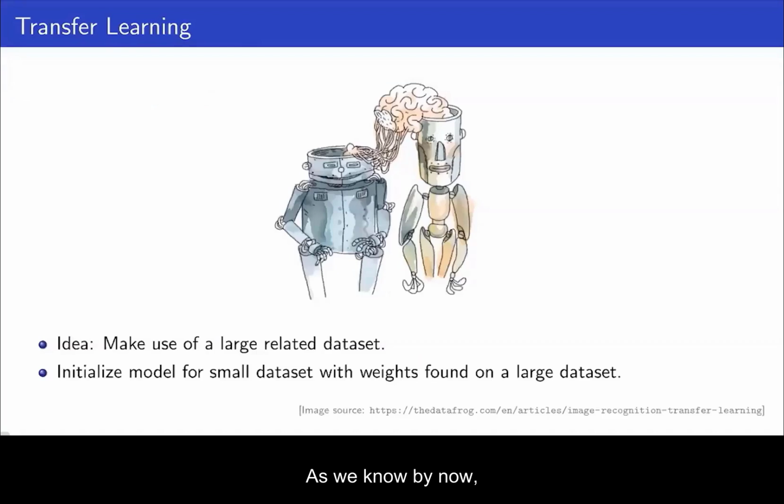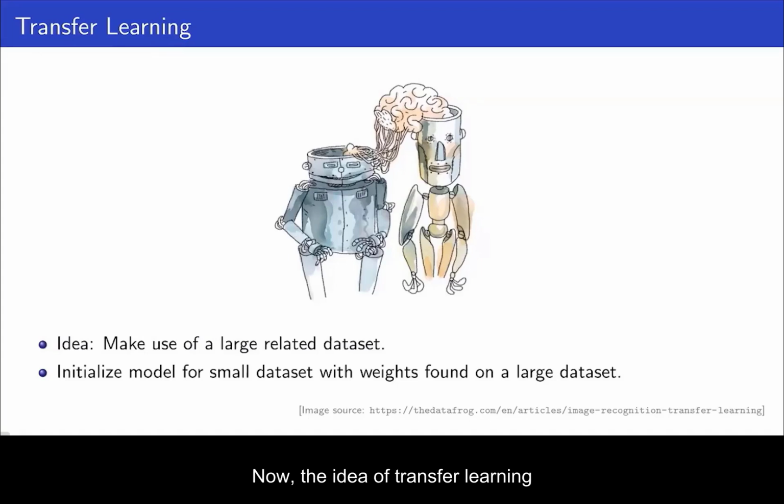As we know by now, CNNs that are really deep require a tremendous amount of data for training. And when you don't have large amounts of data, then your network might end up overfitting on your small data set, and it will no longer generalize to the test set or when you use these models in real world applications. One way to overcome this problem is to use transfer learning.